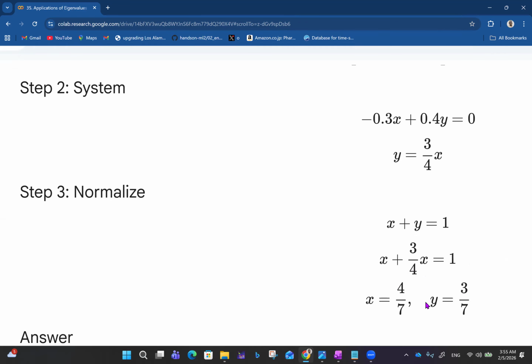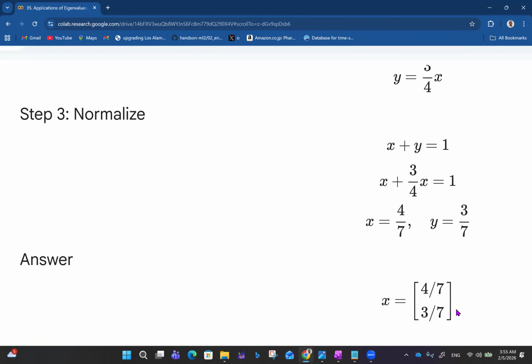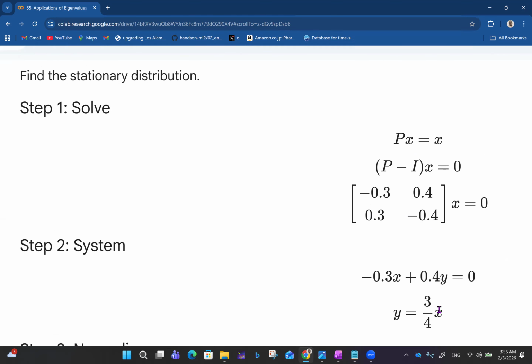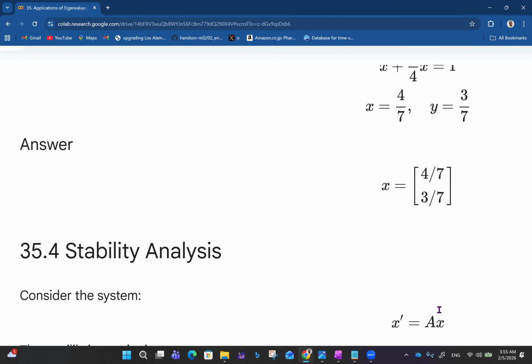Because we are dealing with probability, this is the kind of thing that happens. So what does that mean? It means that at the end of the day, x is 4 over 7 and y is 3 over 7, like that.